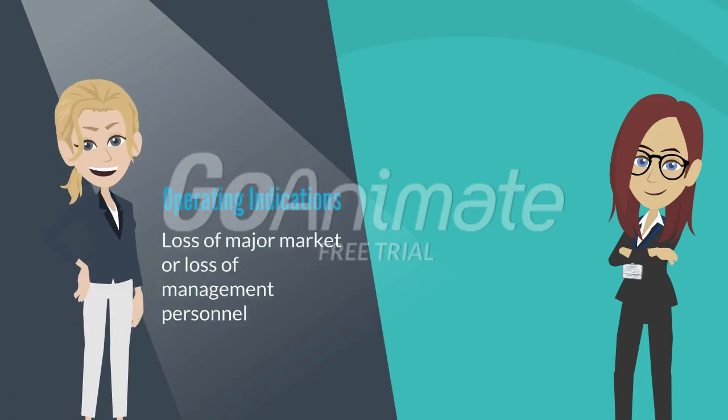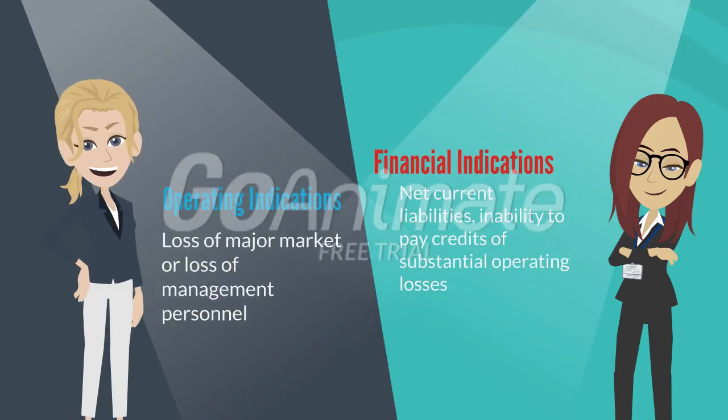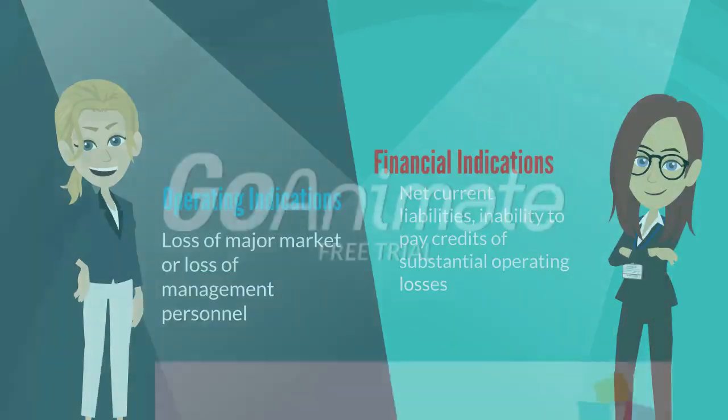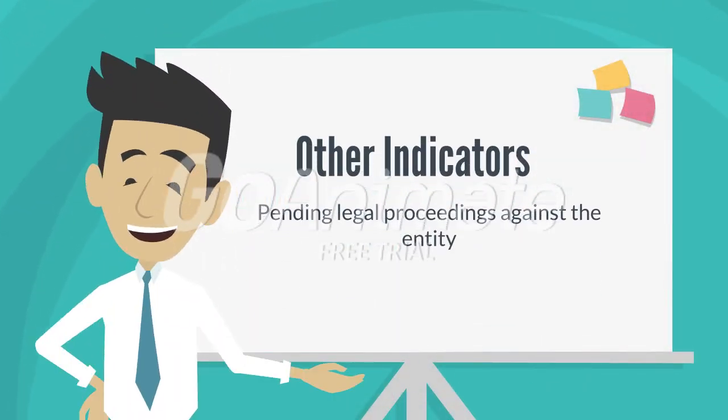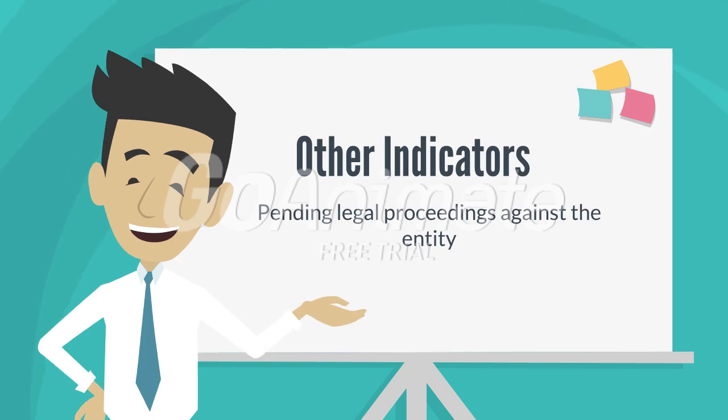Under operating indications, the auditor needs to be alert to the loss of a major market or loss of management personnel. Under financial indications, the auditor needs to be alert to net current liabilities, inability to pay creditors when due, or substantial operating losses. Under other indicators, the auditor needs to be alert to pending legal proceedings against the entity.